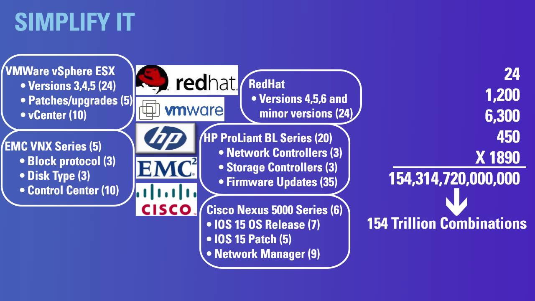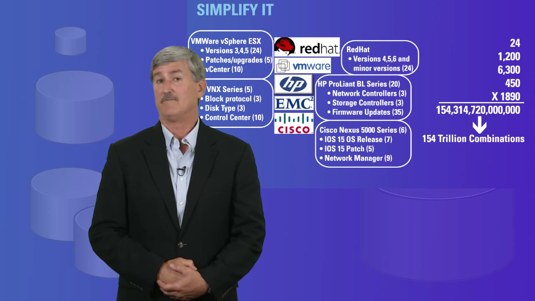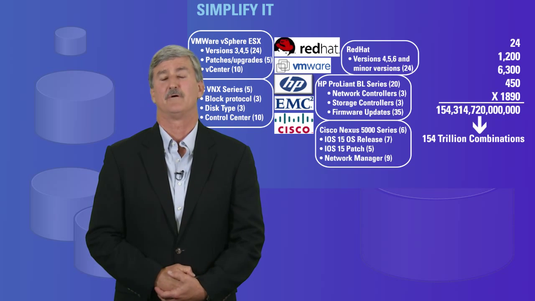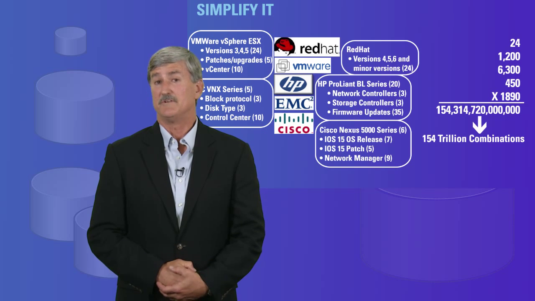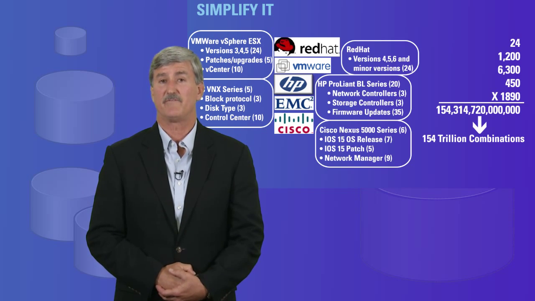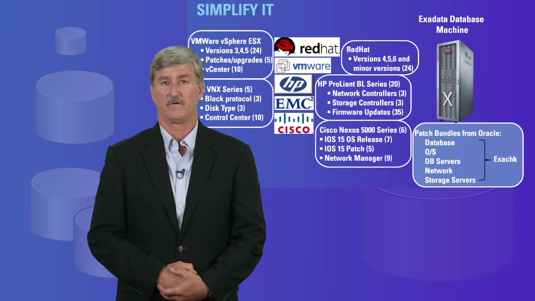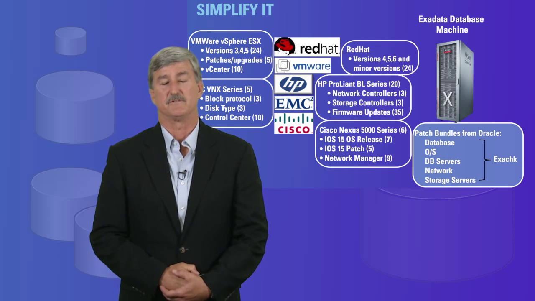We did this for one customer, and here's the number of configurations we came up with. That's right, that's 154 trillion combinations. And even if we were off by 1,000,000 times, that's still 154 million combinations. So with engineered systems, what we're asking our customers to do is to significantly simplify their environment by outsourcing this complexity to Oracle by going with our engineered systems.